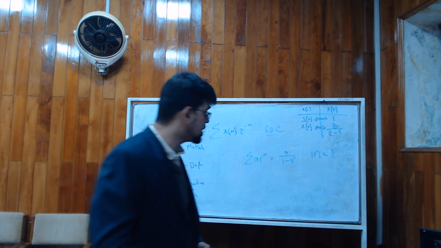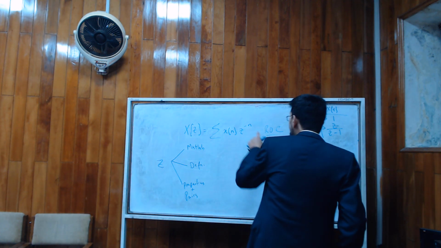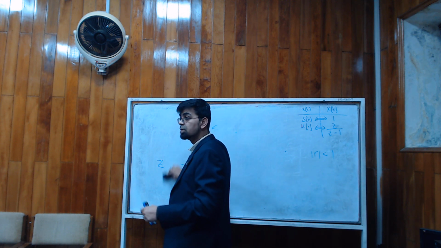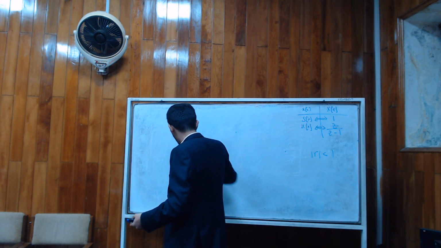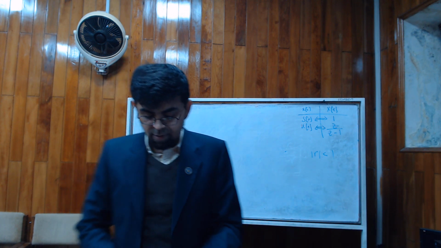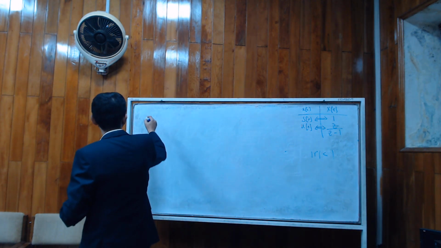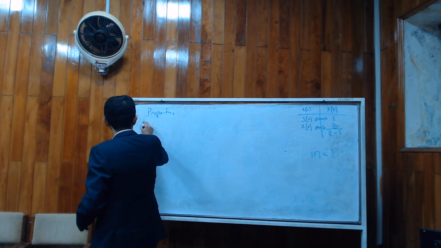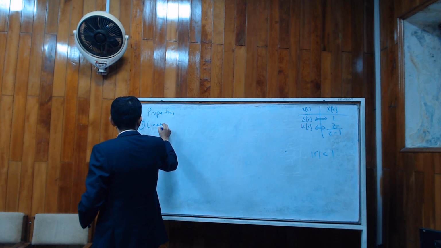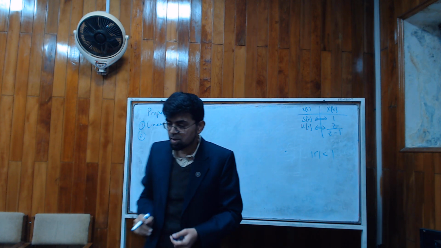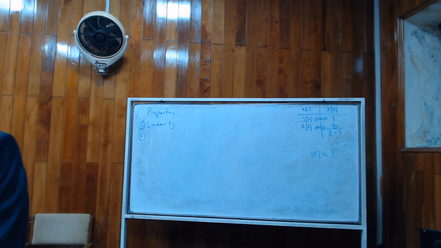So does anybody remember any of the properties of the Z transform that we discussed? Linearity, yes, very important property. The Z transform is linear. Some of the properties that we discussed: linearity, I won't write the whole thing again. What else did we discuss? Convolution. We discussed convolution, shift.